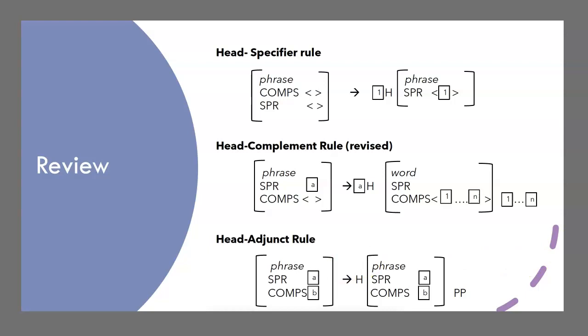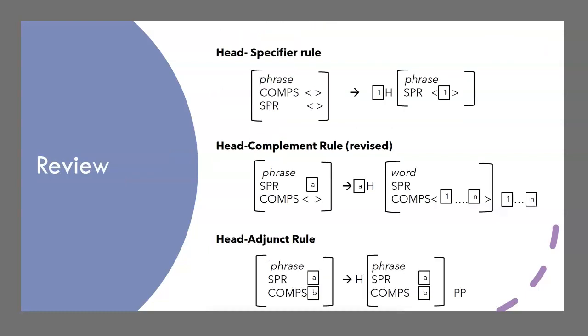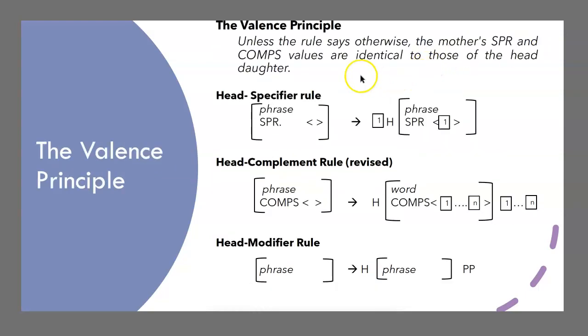But for these rules to work, we need to have a general principle. What we understand is this preserving has to be formulated in terms of a principle. How do we do that? That we call the valence principle. So the valence principle preserves whatever we have specified in the three grammar rules. What does the valence principle say? Unless the rule says otherwise, the mother's specifier and comps values are identical to those of the head daughter.